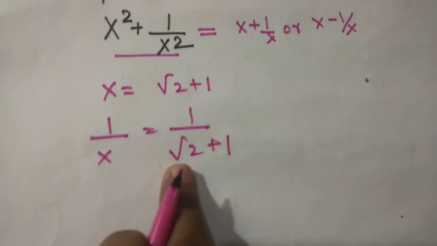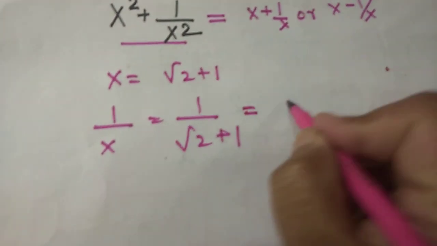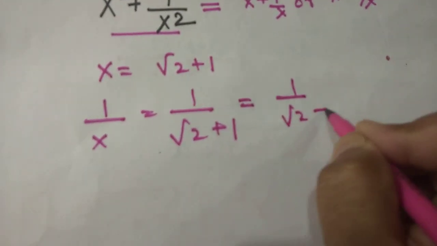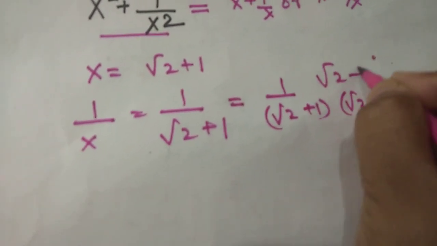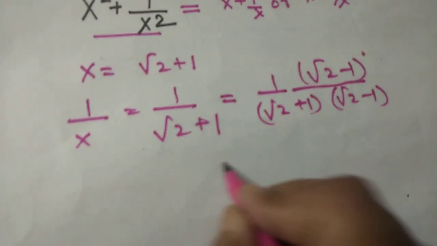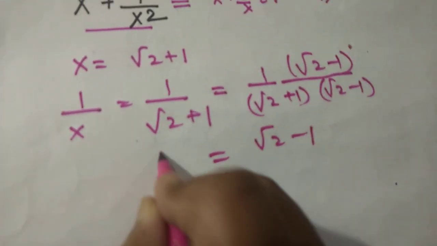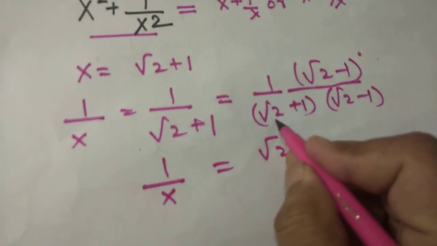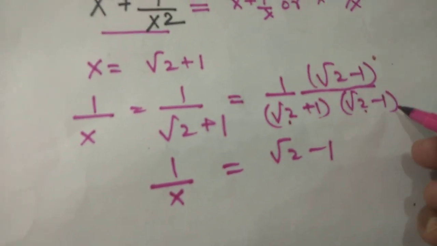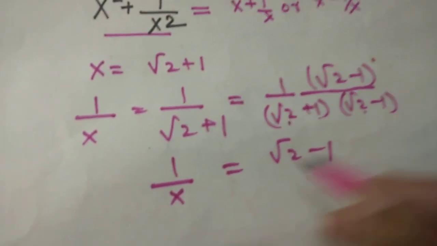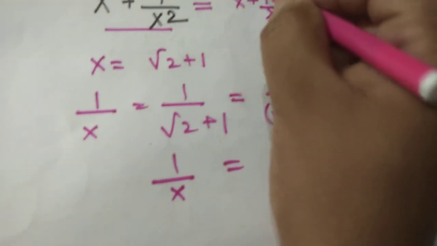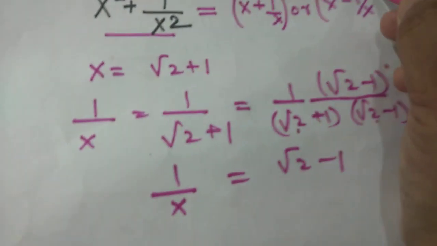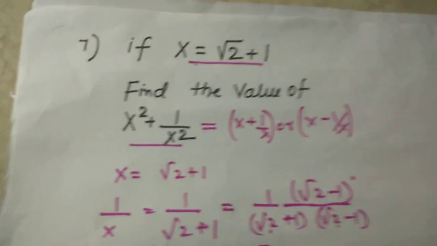Now again the rationalization, a plus b is given. So this is 1 by root 2 plus 1, multiplied by root 2 minus 1 on top and bottom. So this is equal to root 2 minus 1, which is 1 by x, because root 2 square is 2, minus 1 is 1. So 2 minus 1 is 1, so only root 2 minus 1. Now you have x and 1 by x. So either you go with this or with that formula, algebraic, a plus b or a minus b.